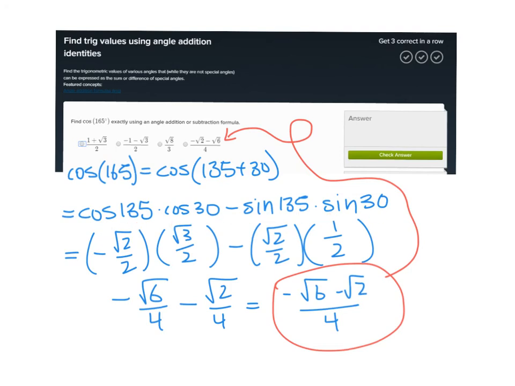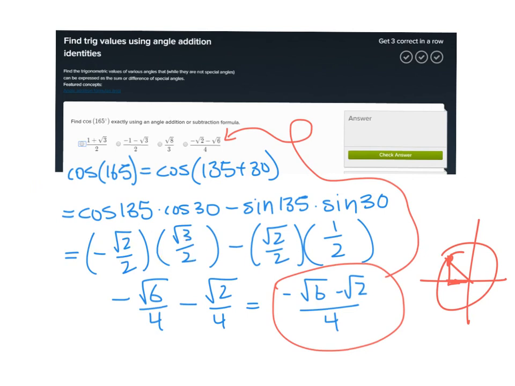minus sine 135 sine 30. And this is all unit circle, all this stuff. Cosine 135, that's right there, right? So cosine, we have a negative root 2 over 2. Cosine of 30 is root 3 over 2. Sine of 135 is root 2 over 2. And sine of 30 is 1/2. Look at all this wonderful unit circle practice we're getting.